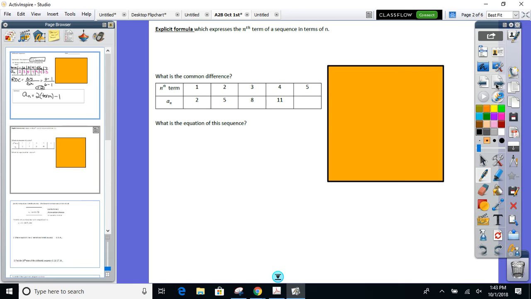Term in this sequence, I'll talk about all this new vocab in a second. Term 1 is 2, term 2 is 5. So 2, 5, 8, 11. Can you guys predict what the fifth term will be? Can you predict what the fifth term will be? 14, nice job, yep. The fifth term will be 14.